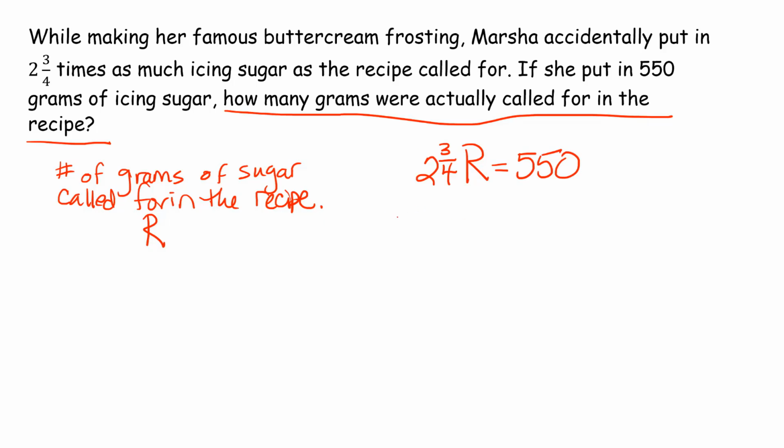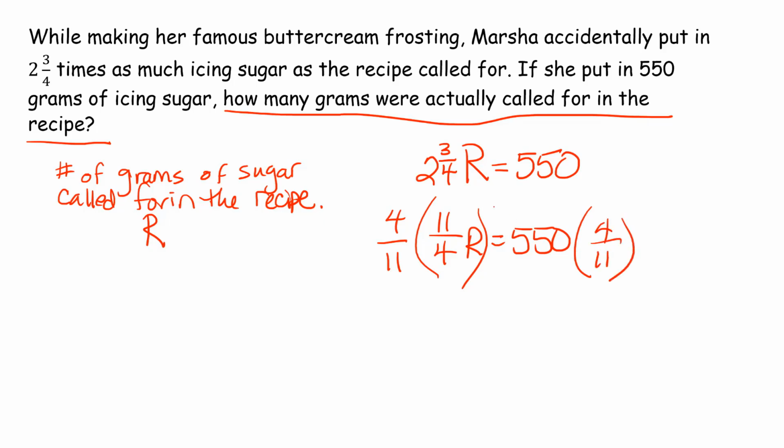We don't want to work with a mixed number, so we're just going to change it to an improper fraction. 4 times 2 is 8, plus 3 is 11. So that's 11/4 R equals 550. If we multiply both sides by 4/11, we will solve for R. We know 11 goes into 550 50 times. So 50 times 4 is going to be 200 grams.